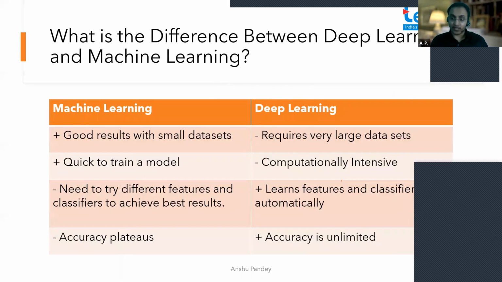Generally, machine learning algorithms give you good results with small data sets, but deep learning algorithms require more data. Machine learning algorithms are quick to train, and deep learning algorithms are more expensive to train, but you can get amazing accuracy and performance from deep learning compared to machine learning, which is limited. One of the very fundamental differences is that machine learning algorithms need manual feature extraction, whereas deep learning algorithms can do that automatically.